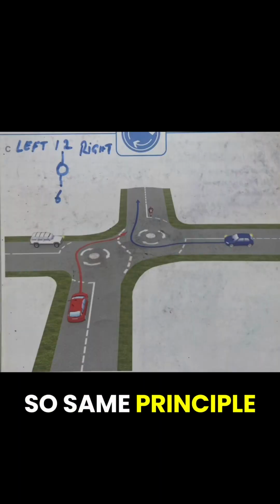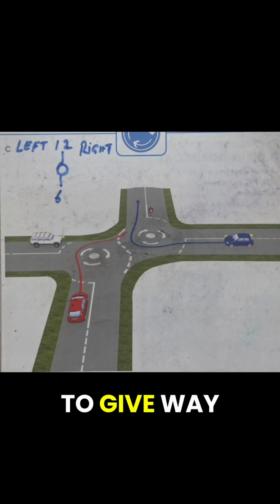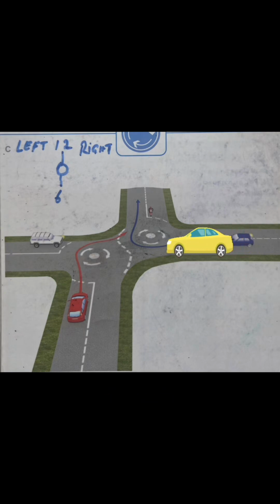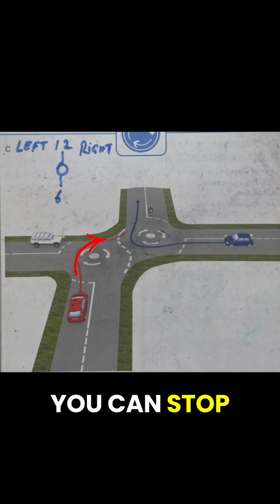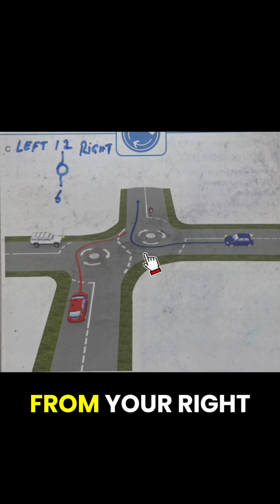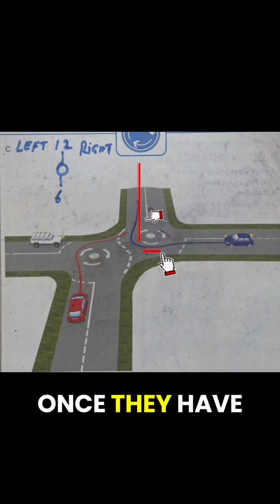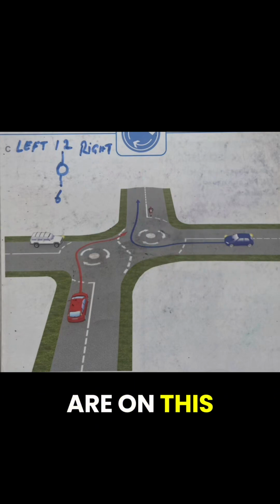The same principle applies on a mini double roundabout or twin roundabout. So you have to give way to the traffic coming from the right. And if you are coming from this side and you're turning right, you can stop in the middle of two roundabouts to give way to the traffic who's technically coming from your right and going on your left. Once they have gone, then you can go straight or left if you are on this double roundabout.